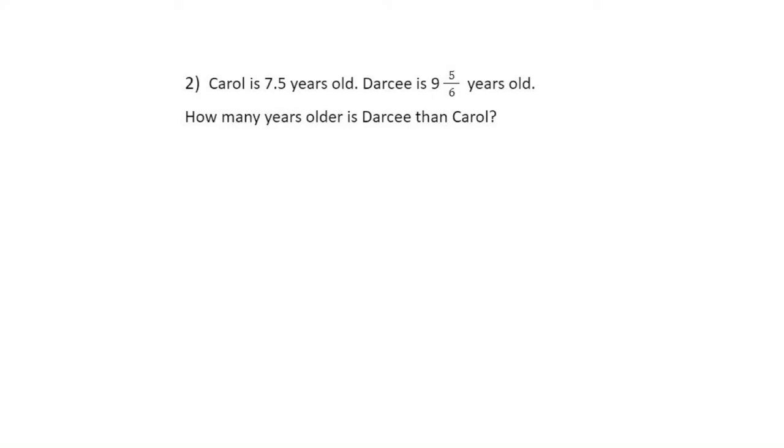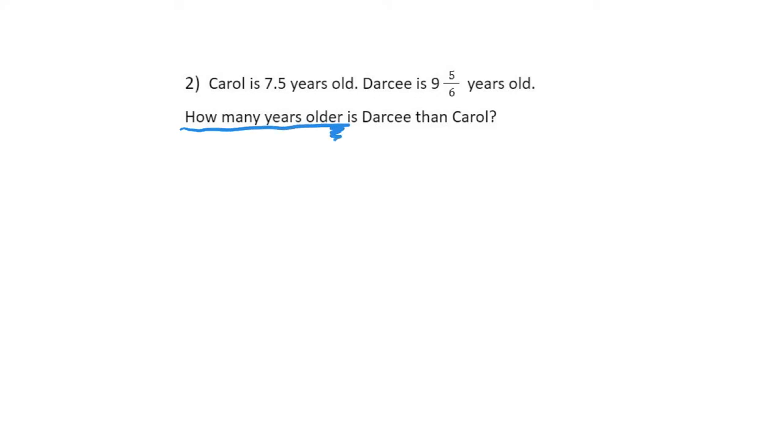Unit 6, Mixed Review Number 2. Carol is 7.5 years old. Darcy is 9 5/6 years old. How many years older is Darcy than Carol? So our clue here is how many years older.